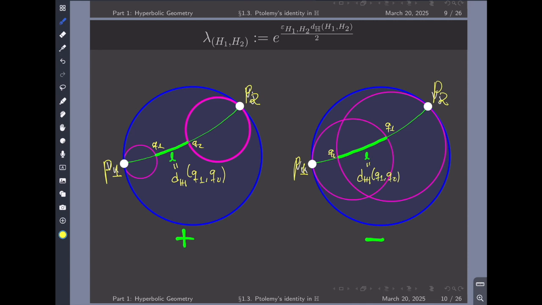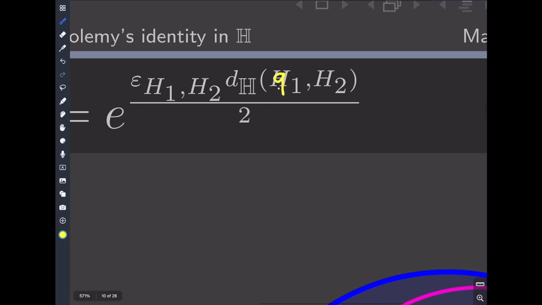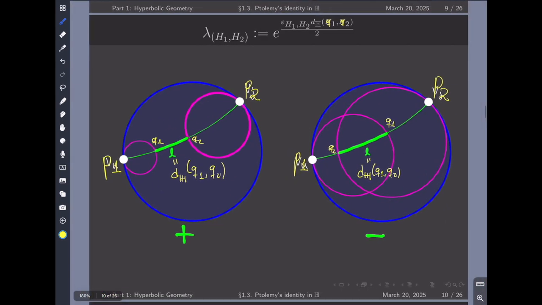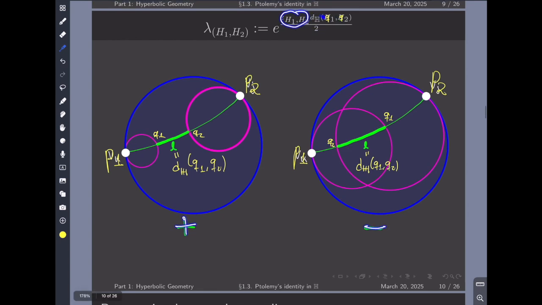Yeah, and then the signed distance between the two given horocycles is going to be the exponential of this number, where here there's a typo. Here it's Q1, Q2. And then it's the exponential of something divided by 2. What do I divide by 2? The product of the sign, so this plus or this minus, with this length.